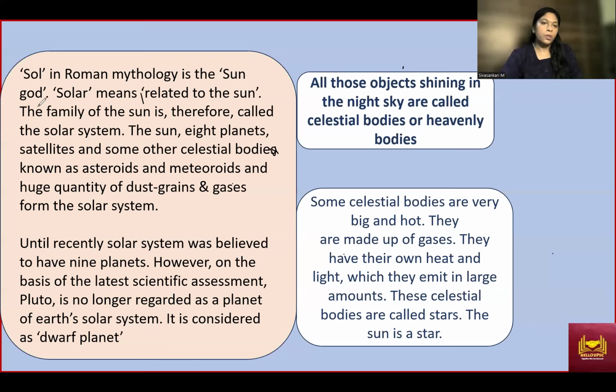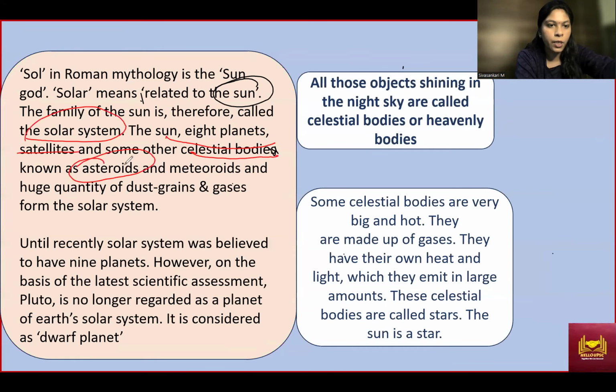Solar system. That means sun. The SOL, the first three letters of solar, resembles the sun god, and it means it is related to the sun. That is why we call this a sun family. The sun, along with its 8 planets, the satellites, and other celestial bodies like asteroids, meteoroids, dust and gases. We saw that earlier. It is given here. So it forms the solar system.